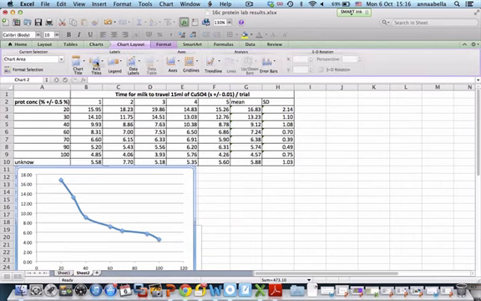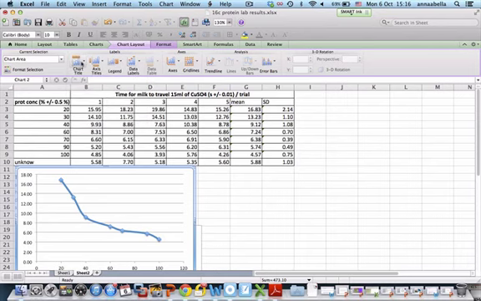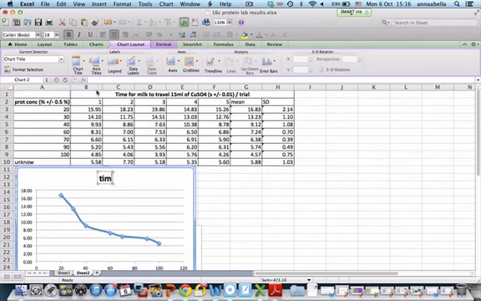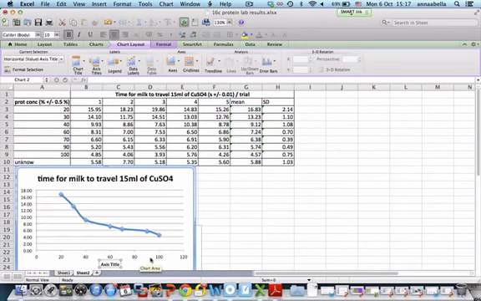Now I can have the chart layout, and I'm going to put a proper title on my chart. Again I can say that's the time for milk to travel 15 milliliters of copper sulfate. Good. We're going to go through the unknown in a second. I need to label my axis. So at the bottom, I had what I changed, and that was the protein concentration.